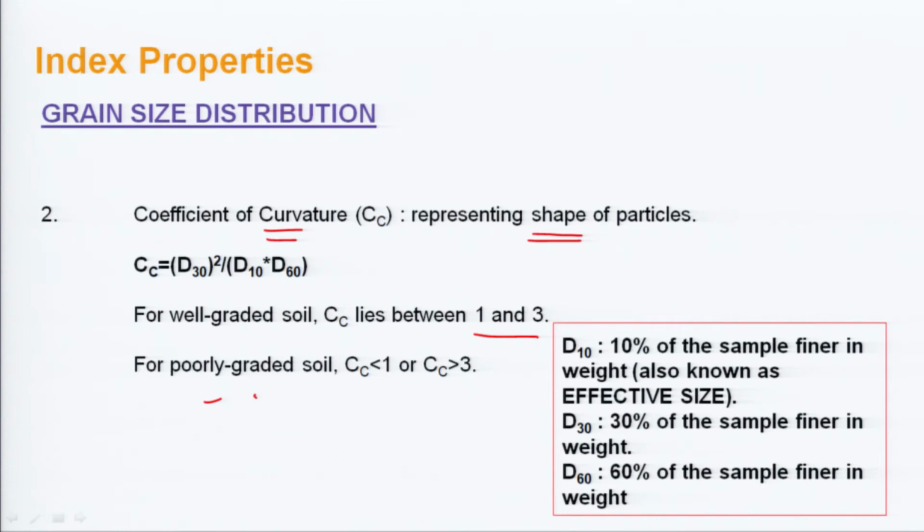So, what is D10, D30, D60? We know from the curve that D10 is the size for which 10% of the sample is finer by weight. D10 is also known as the effective size. So, if some problem is given wherein you know the effective size, that will be the value of D10. D30 is the size for which 30% of the sample is finer by weight. Then D60 is the particle size for which 60% of the sample is finer by weight.